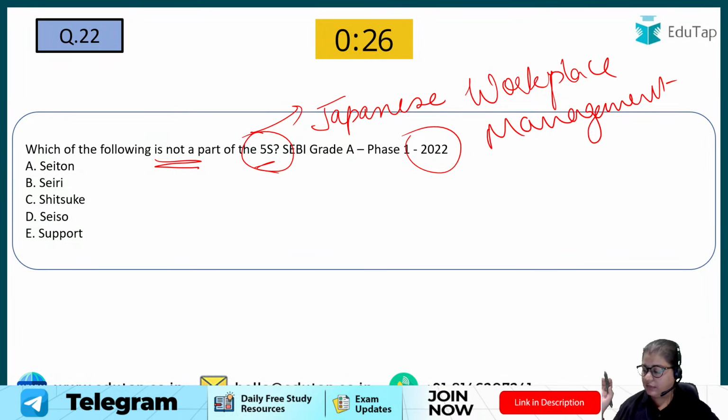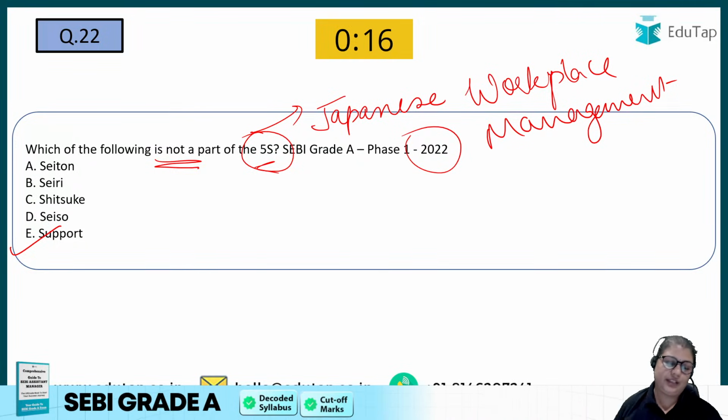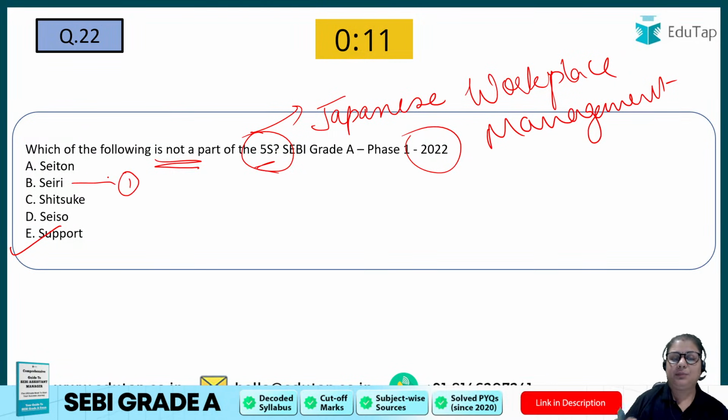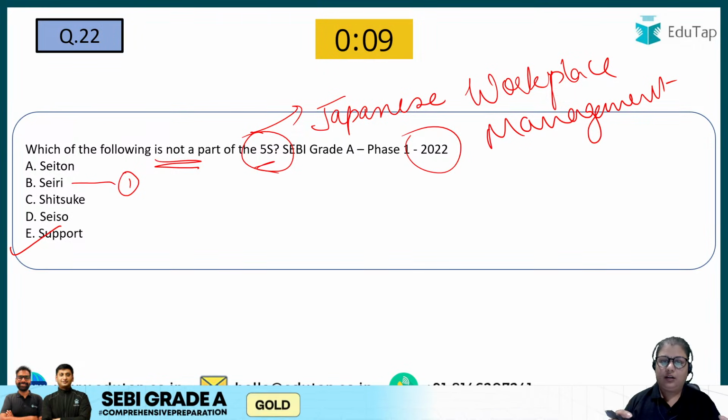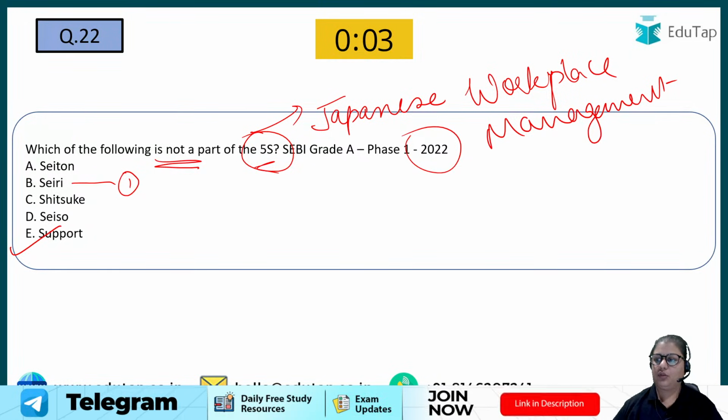Let me tell you the answer first, if you don't know. That is support. Support is not a part of 5S. So I'll tell you what the 5 Japanese workplace terms are. The first one is Seiri. That means I have to sort everything. If you're working on a table, just sort your laptop. Your pen stand should be in an accessible place. Your notepad and your keyboard should be in a proper place. So this is like sorting.